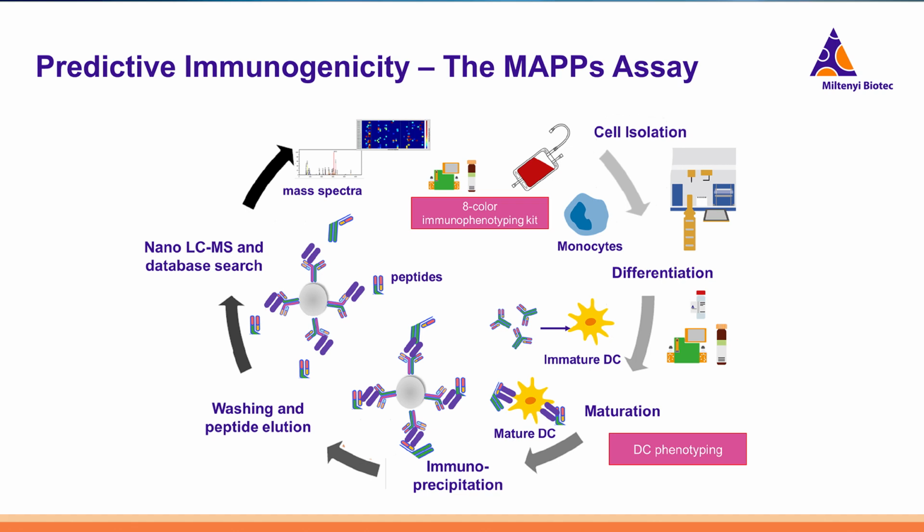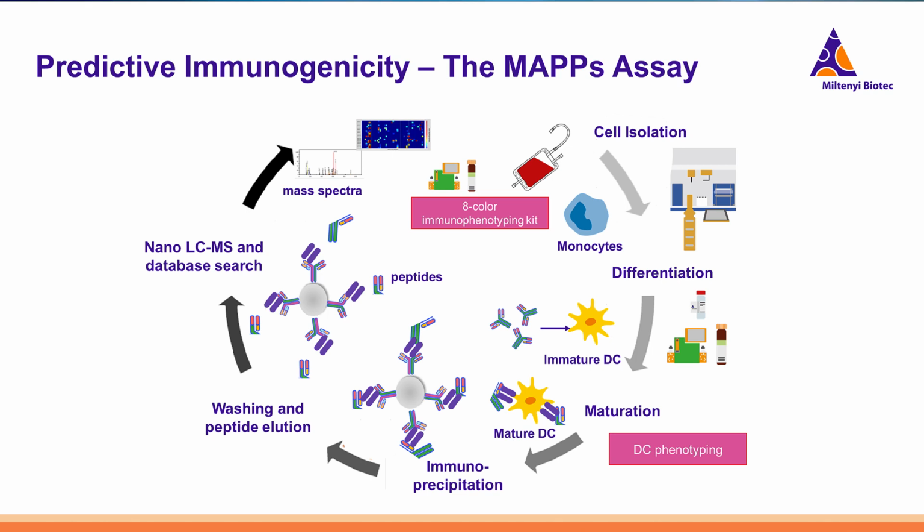After cell isolation, the monocytes have to be differentiated to immature DCs in the presence of cytokines, and these premium-grade cytokines are also provided by Miltenyi Biotec. The differentiation can be monitored using our MACSQuant analyzer. Then the dendritic cells are loaded with the model monoclonal antibody and induced to maturation with lipopolysaccharide. After 24 hours, mature DCs are frozen, and after lysis, the HLA-DR peptide complexes are isolated via immunoprecipitation using anti-HLA-DR-coated beads.